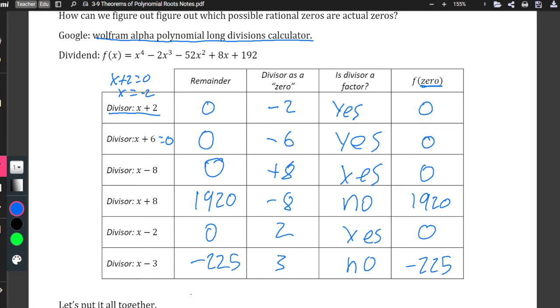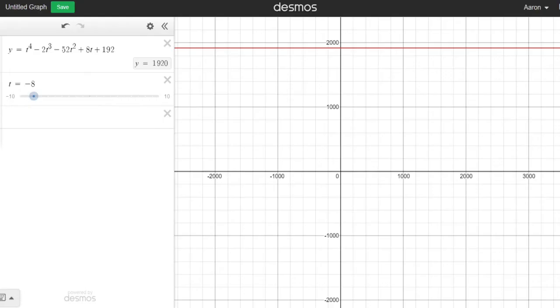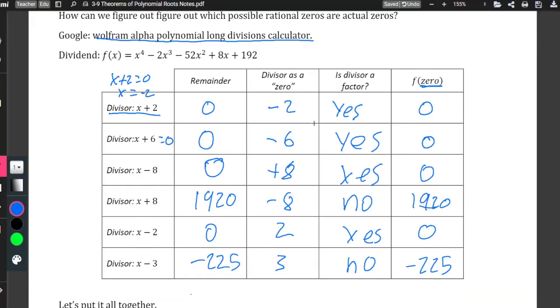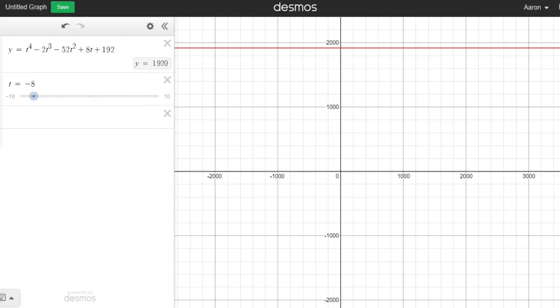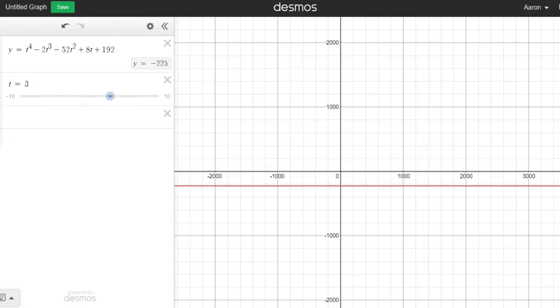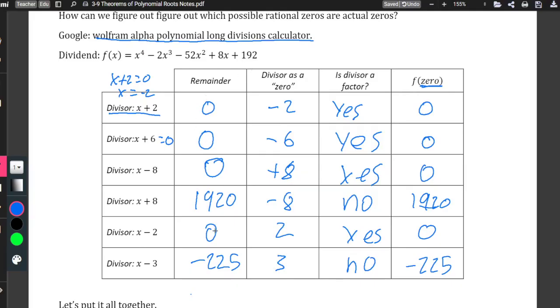These are the answers you should have gotten. If you don't believe me that when we have a remainder, the value we input gives us the same value out, well, here we are back in Desmos. I have the same function typed in. When we put in -8, we get 1920 out. If we put in +3, we get -225. And every other value that we have here is a 0 for this function.